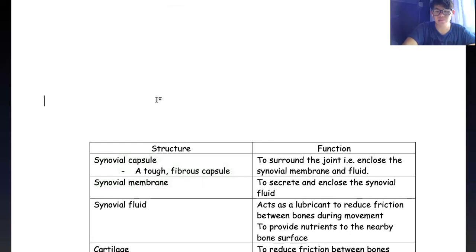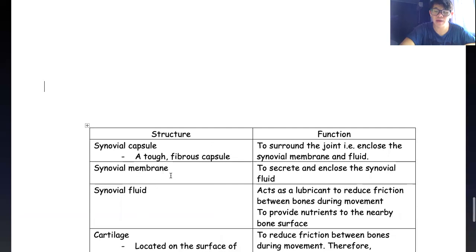The synovial capsule, or in other words, the joint capsule, is here, the grey color. The joint capsule and synovial capsule are the same thing. It is a tough fibrous capsule. For what? To surround the joint and enclose the synovial membrane and fluid. Just to provide a covering, right? So as you can see, it is just the covering layer, like a box.